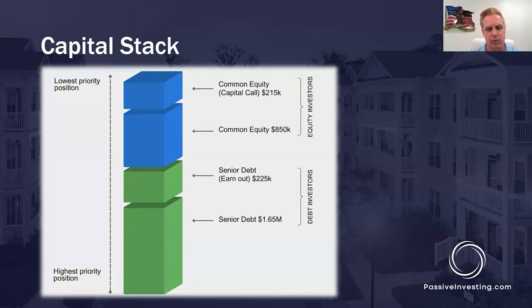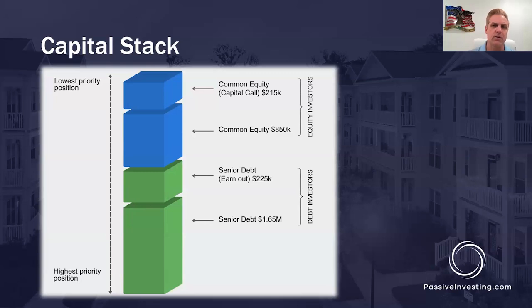For us, it was getting through a large portion of the rehab and showing that we could get the rents that we said we could get, and then they increased the loan amount by 225K. Now, even though this money came later, it's still senior debt. It's still the same exact priority, the same returns. It's calculated the same. I just wanted to break it out to explain that a little bit. The common equity, like I said, we had an 850K raise initially, and then we're going to have a capital call of 215K on this property, and that's going to be equity as well, same level.